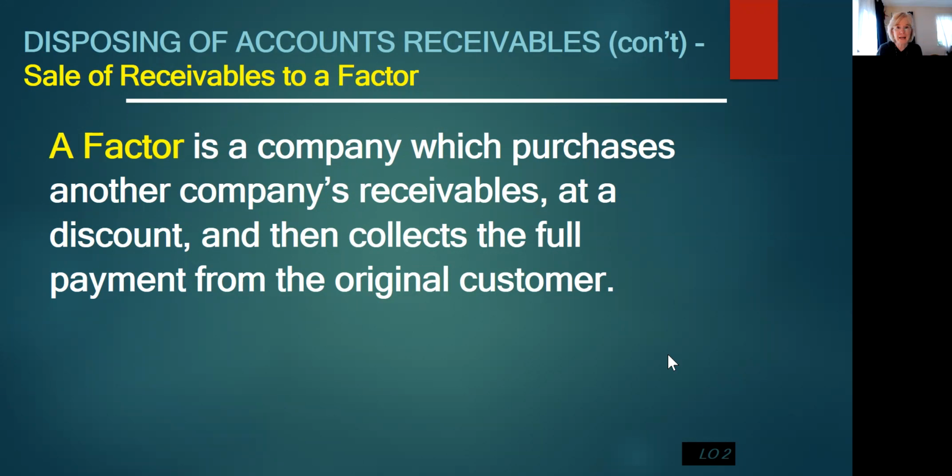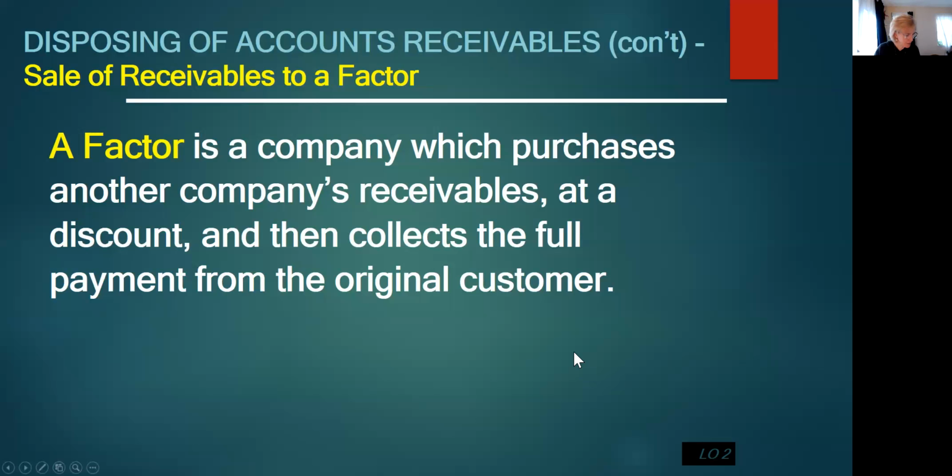What if the company cannot wait 30 days for that cash? In that case, a lot of companies make the decision to use a factor. A factor is a company that buys another company's accounts receivable. They charge a fee for doing this, which is called a discount. And then they turn around and collect the full amount from the original customer. And typically, fees range from 1% to 3% of the receivables purchased.